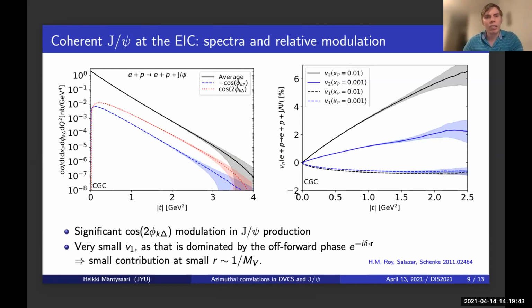Then we can do the same exercise for J/psi. Again, if we just look at the vn plot on the right-hand side, we find that the v2 is a little bit smaller, say of the order of 5%, but hopefully still something that could be measured. And again, it decreases as a result of JIMWLK evolution.